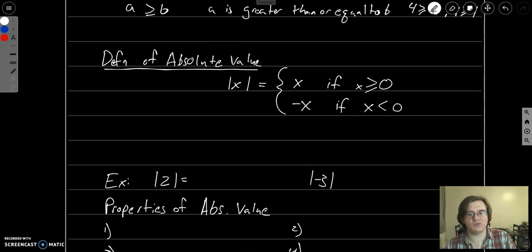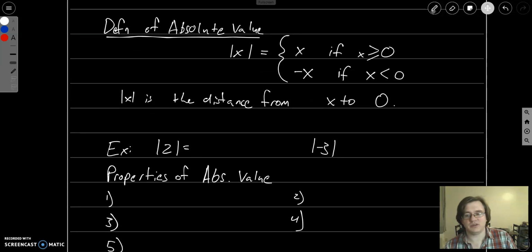And one way to describe this is that the absolute value of x is the distance from x to 0 on the number line. So for instance, the absolute value of 2, well, 2 is already positive, so the absolute value will just be 2.